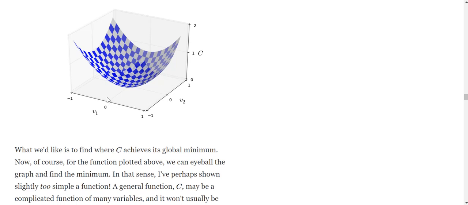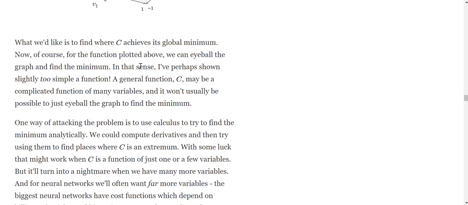If C depends only on V1 and V2, then if V1 is say 0 and V2 is also 0, you'll get the value of C at that point. If V2 is 1 and V1 is 1 as well, you'll get the value of C at that point. What we'd like to find is where C achieves its global minimum. Now, of course, for a function plotted, we can eyeball the graph and find the minimum. In that sense, I've perhaps shown slightly too simple a function. A general function C may be a complicated function of many variables, and it wouldn't be possible to just eyeball the graph to find the minimum.